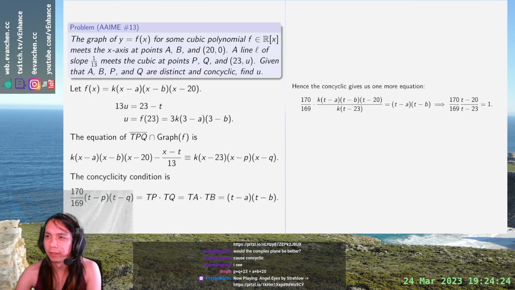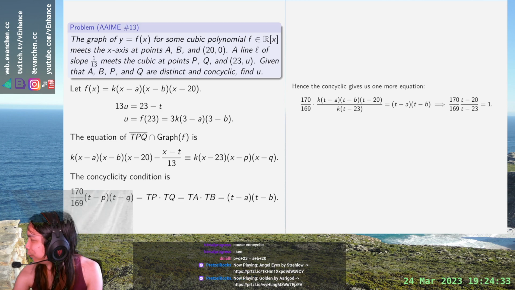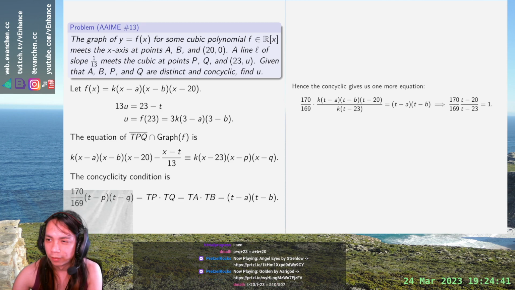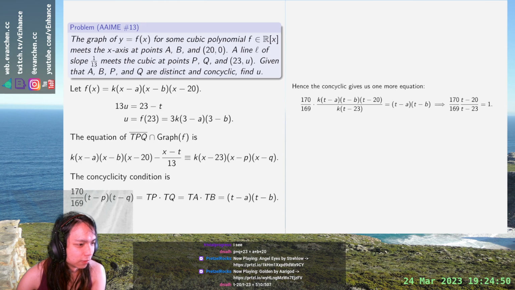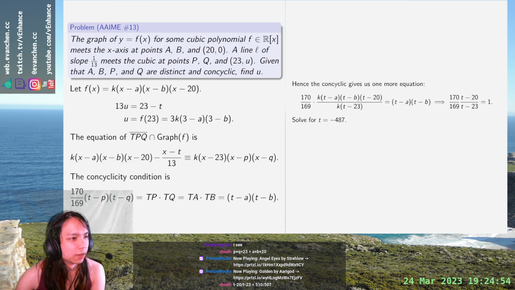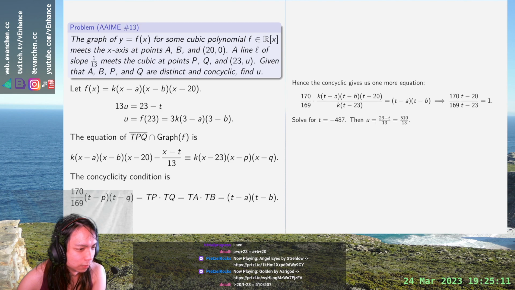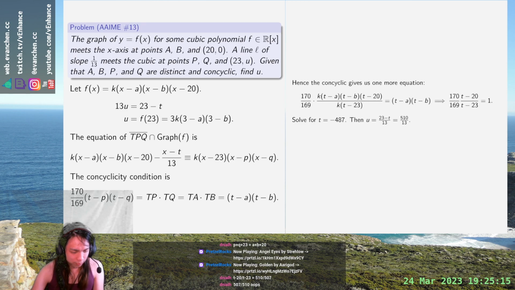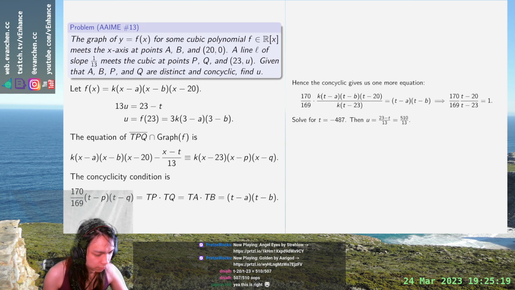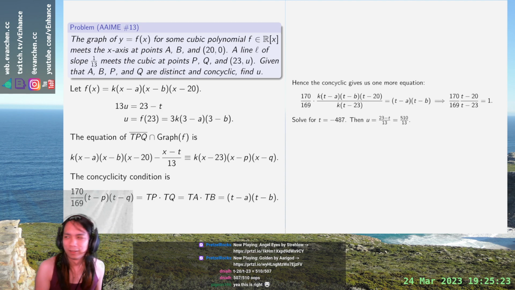Okay, and because I am old and I don't have to take the AIME anymore, I'm just going to plug that equation into Wolfram Alpha because I can't be bothered to multiply numbers that big. So solve for t equals minus 487. Then u is equal to (23 minus t) over 13, which is 510 over 13. Did I do that right? Wow.